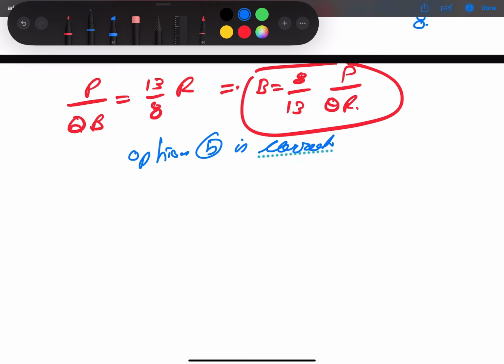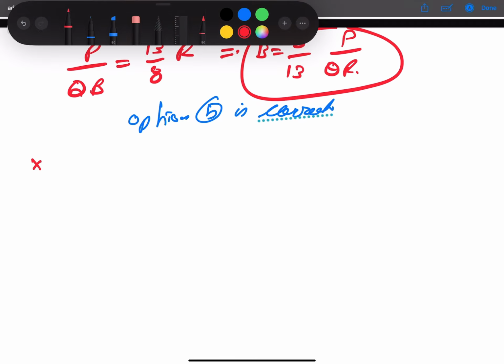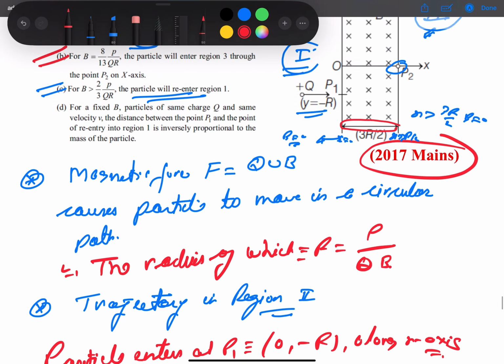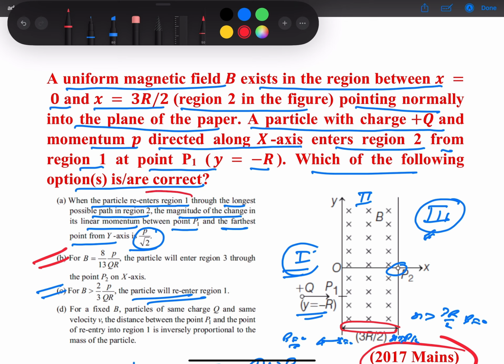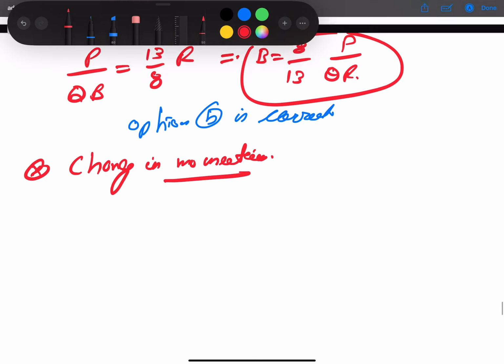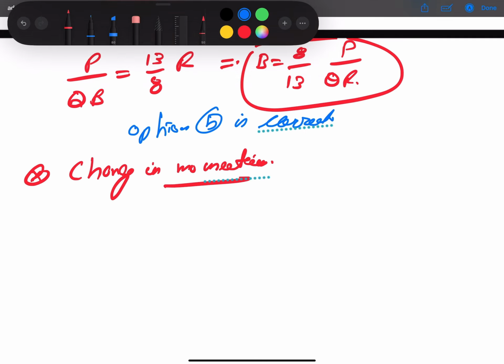Now we can find out the change in momentum. So initial momentum was along our y-axis, and that is, you can say, for returning back into the region 1. Okay, re-enter region 1. We have to find out the change in momentum. So it means the particle will be only for half circle.